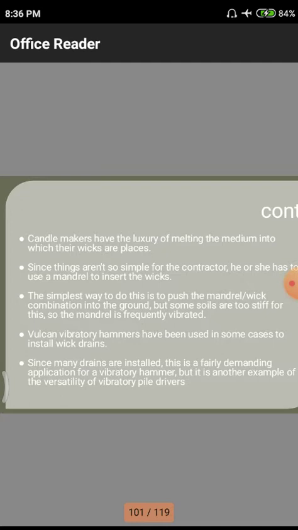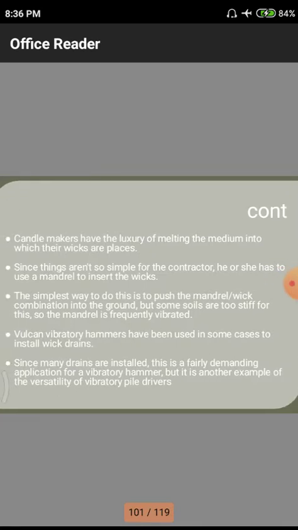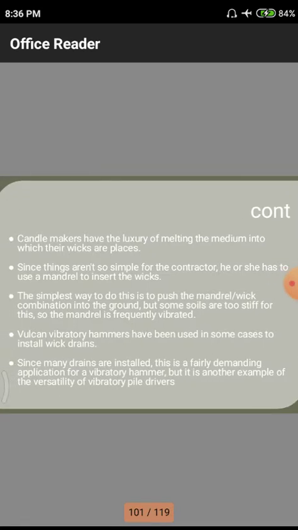Next, since things are not so simple for the contractor, he or she has to use a mandrel to insert these wicks. Previously we were using this candle maker analogy.